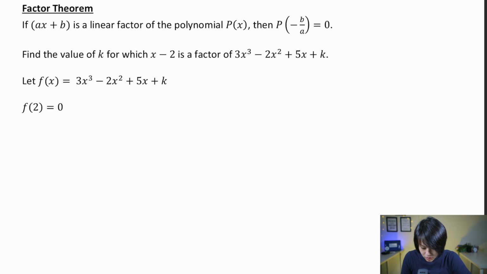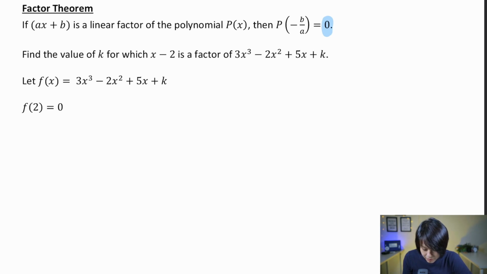Next we're going to go through factor theorem. Factor theorem actually just means that when a polynomial is divided by a linear factor, it doesn't give you any remainder. So you can see that our right hand side here, instead of a numerical value, will just be 0. We're going to look at an example.